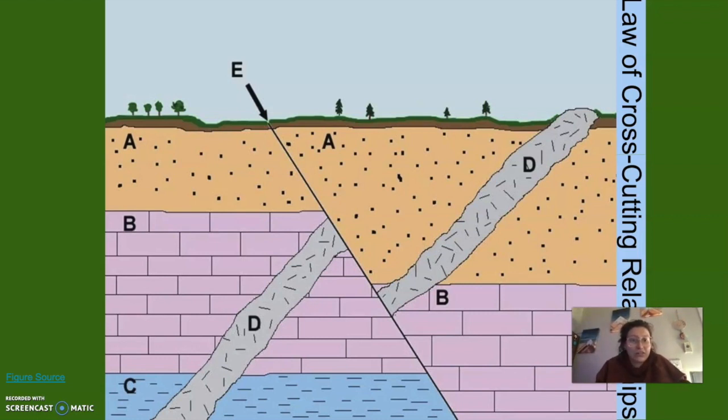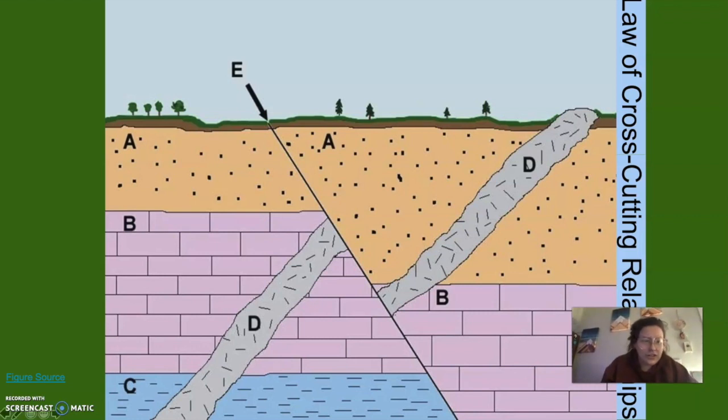And then, all of a sudden, we have a fault, letter E. The fault comes in and cross-cuts the dike, letter D. So we have two cross-cutting relationships here. We have the dike cross-cutting the sedimentary layers, and then we have the fault cross-cutting the dike and the rest of the layers too.